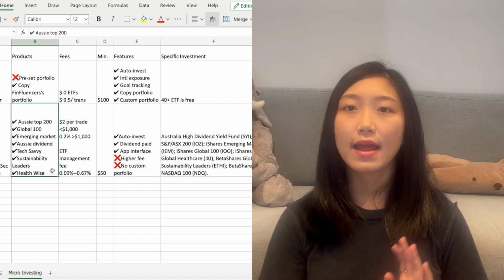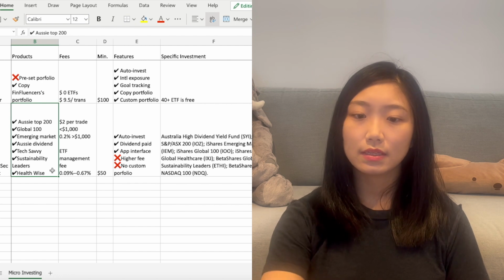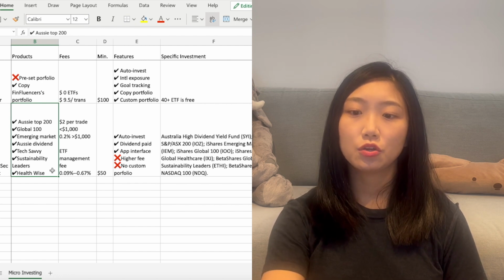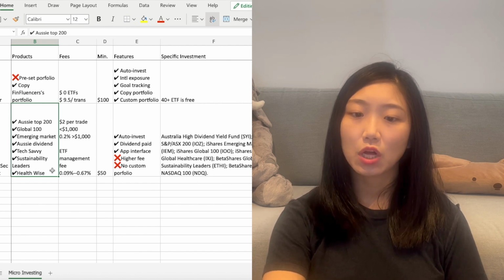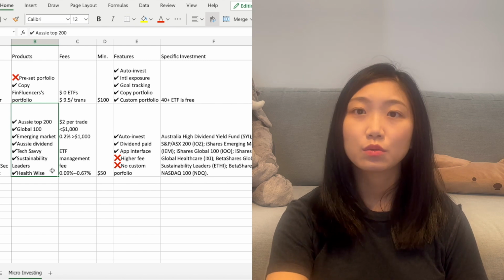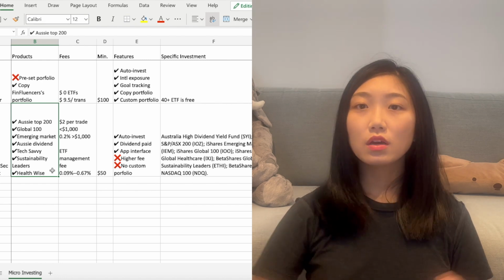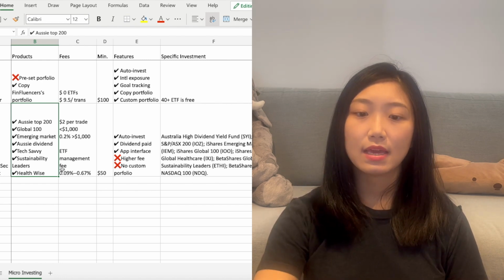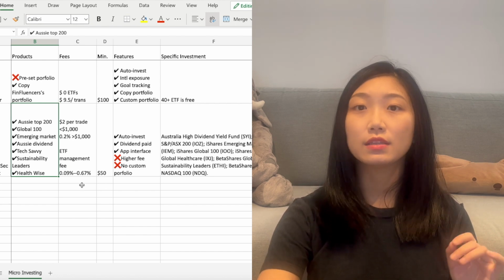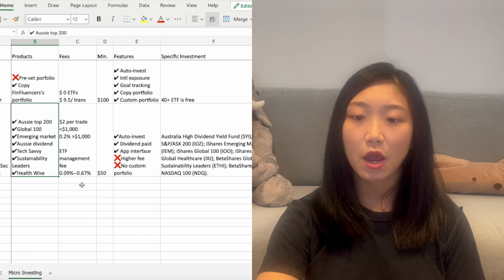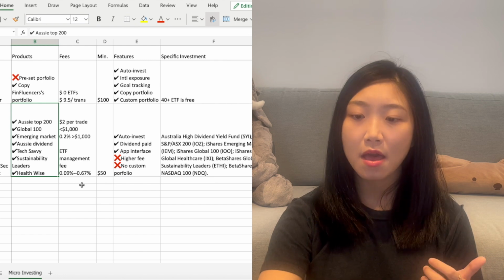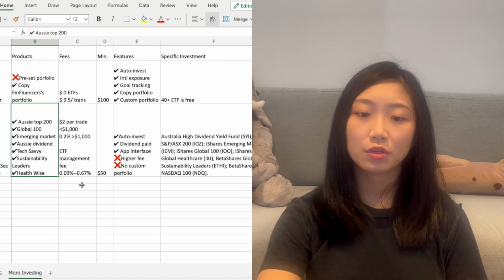And we also have Sustainability Leaders. So this gives you exposure to leading sustainable and ethical companies, which enables you to invest with a clear conscience. We also have Health-Wise. What it means is this is the industry-focused ETF that gives exposure to around 100 healthcare, biotech, and pharmaceutical companies.